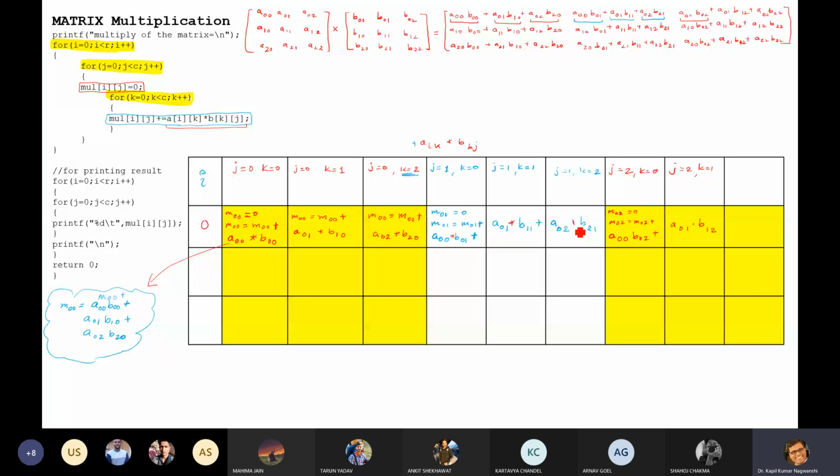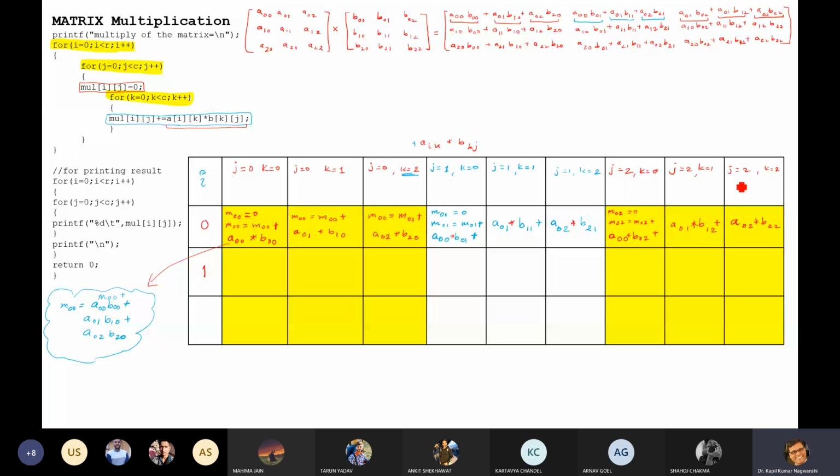Fine. Now J equals 2 and K equals 2. So this will perform addition, and then A IK, I is 0, K is 2, multiplied by B KJ, K is 2 and J is 2. So here you can see that 0, 2 and 2, 2 is written, 0, 1 and 1, 2. So this is our first row computation. Now come to next.